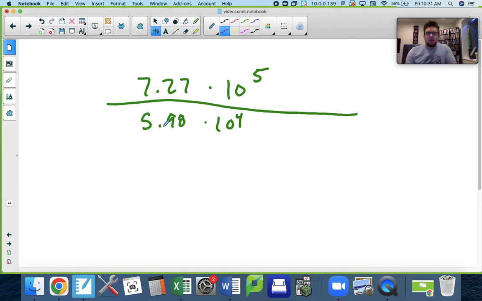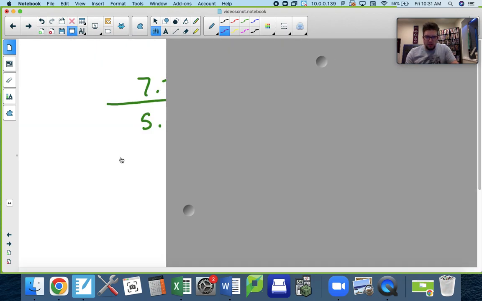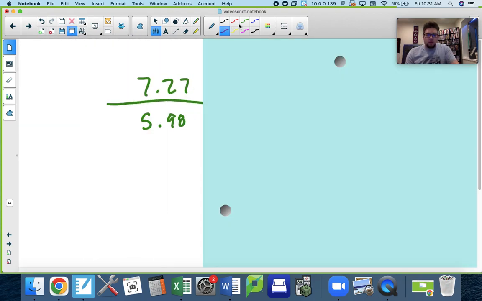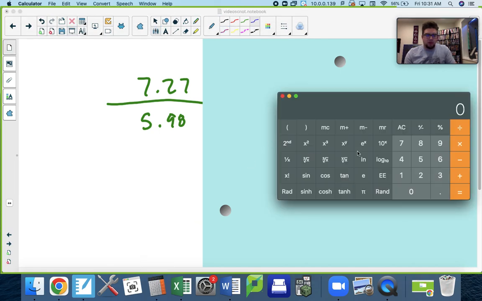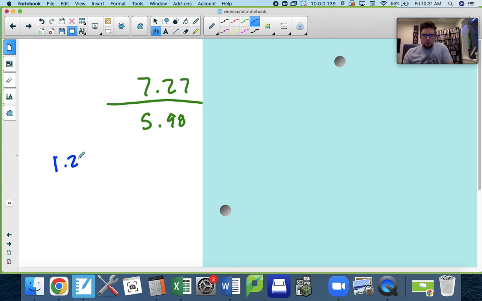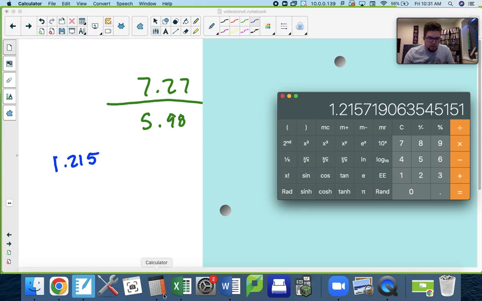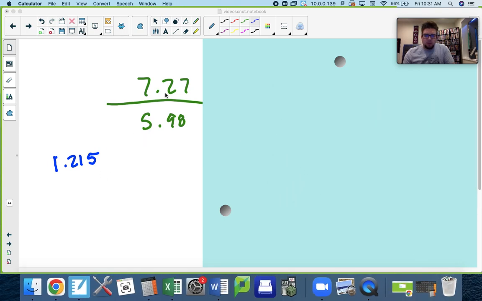Maybe the number is a little bit more intense. 7.27 divided by 5.98, and then 10 to the 5th all over 10 to the 4th. We approach it the same way. We're going to just worry about this number right now. I'm going to grab my calculator, because we don't have to divide it by hand. 7.27 gets divided by 5.98. So here's this really long decimal. I'm only going to write the first 4 digits of it. 1.215. Let me just double check I copied that. Yep. So there's our number.